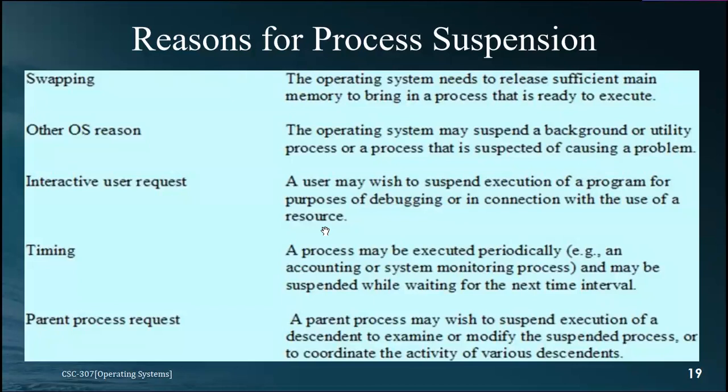And then we have the parent process request. A parent process may wish to suspend the execution of a descendant to examine or to modify the suspected process. So these are the various reasons a process can go into suspension.